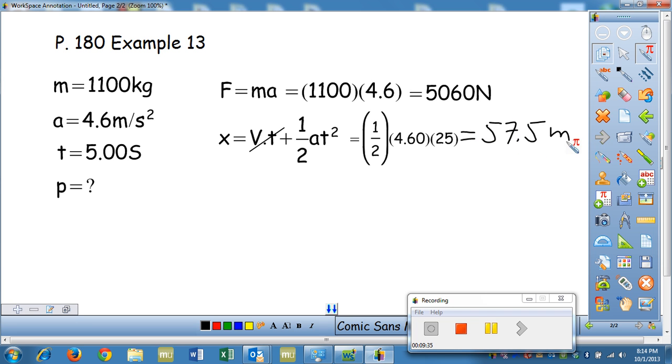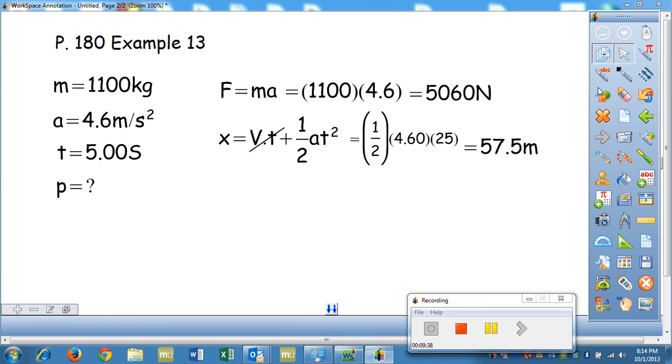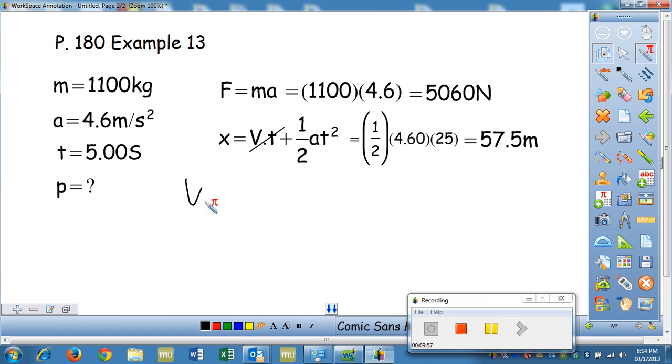57.5, and this is distance in meters. Okay, we've got F and we've got X. Now remember, work is force times distance if they're in the same direction, right? So work equals F times, I'll call it x instead of s, same thing. So that's going to be 5060 times 57.5.